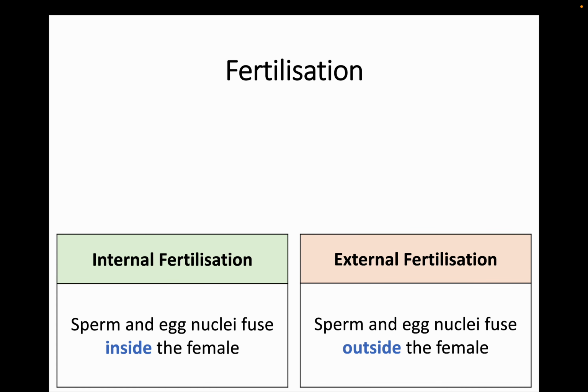So external fertilisation, as the name suggests, is when the nucleus of the sperm and nucleus of the egg fuse together outside the female. Now, typically this is something you would look at in, say for example, fish, where fish will drop off eggs at a certain area, and other fish will come across and release their sperm over those eggs, hoping that the sperm and egg nuclei fuse together. And there's issues and pros and cons with both of these.